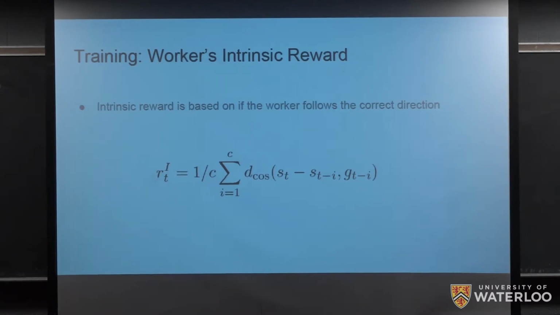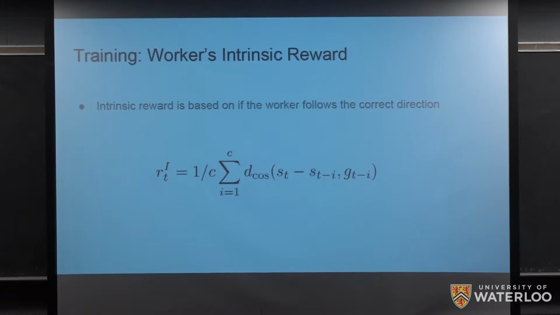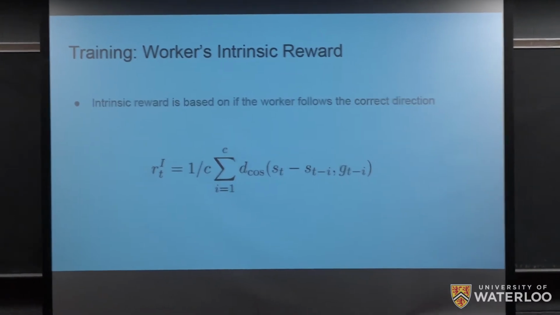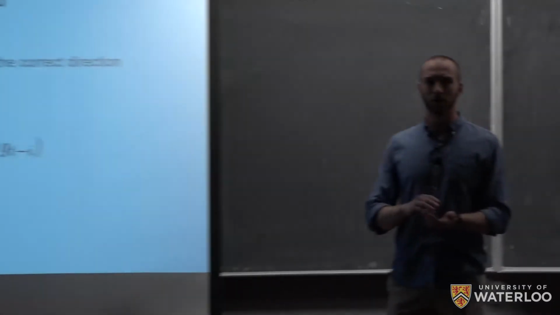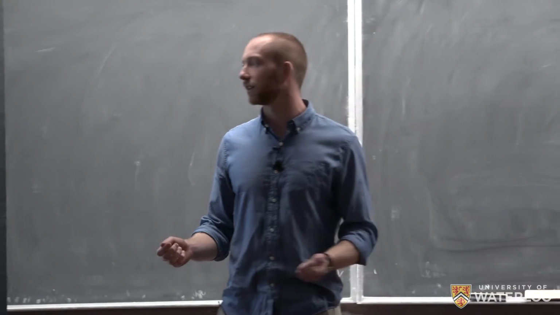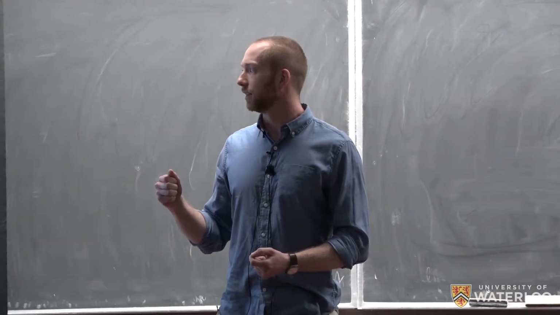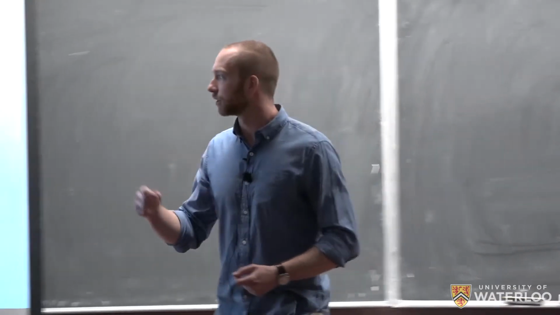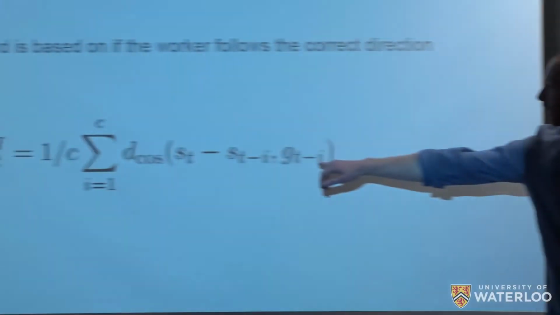So how is the worker trained? In the normal case, we have an agent that gets a reward from the environment. But here, we don't get an intrinsic reward from the environment. The reward for the worker is entirely from the manager. And so the manager's goal is shown right here.